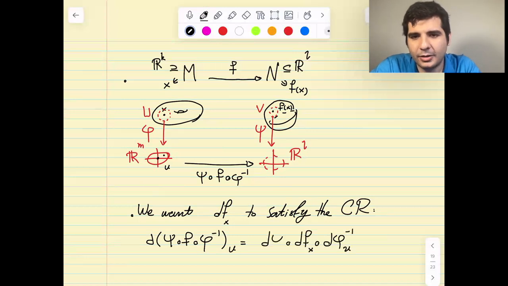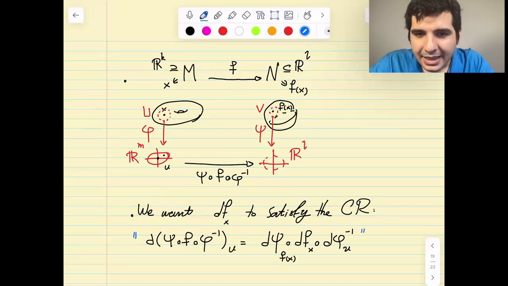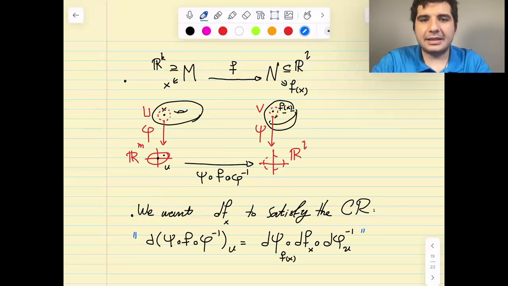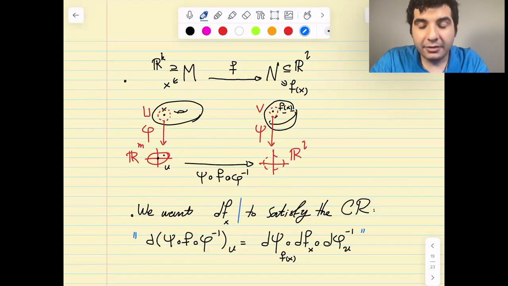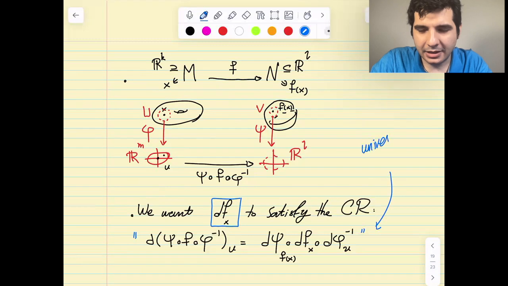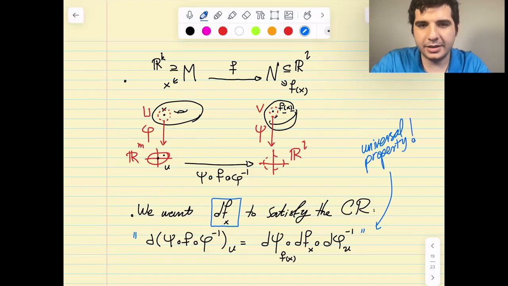We want it to be equal to d of psi at f of x, or d of f at x, d of phi at phi inverse at u. So the second way to define the derivative is that the derivative of f at x is the map, the linear function, that satisfies this formula. This is called the definition using the universal property. You're defining d f using the fact that you want it to satisfy this rule.